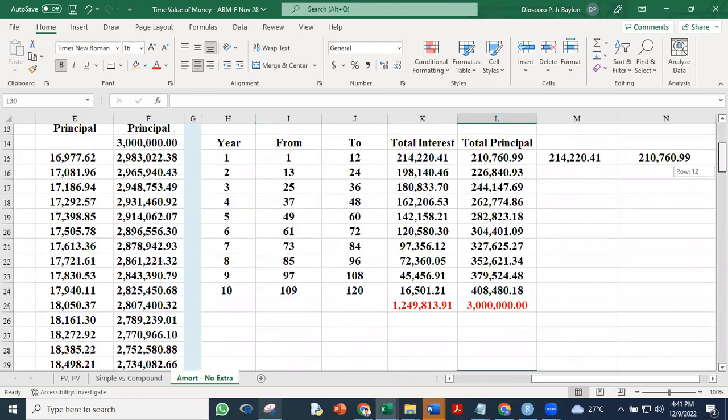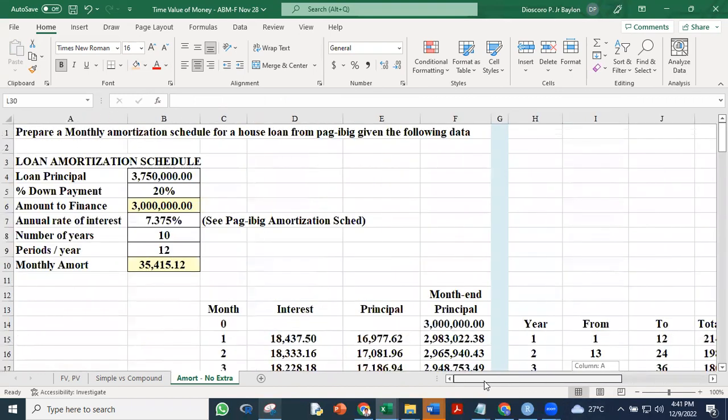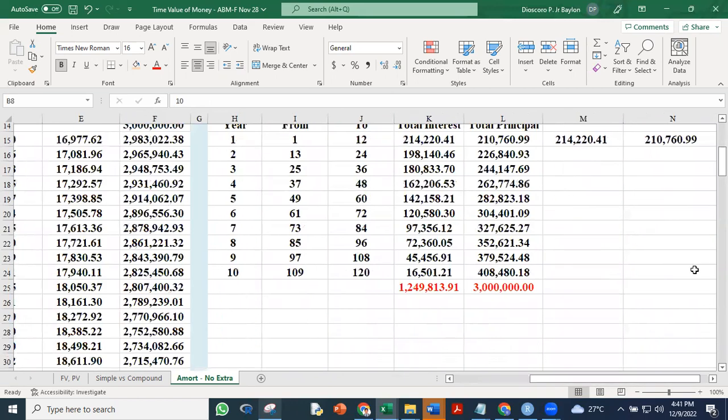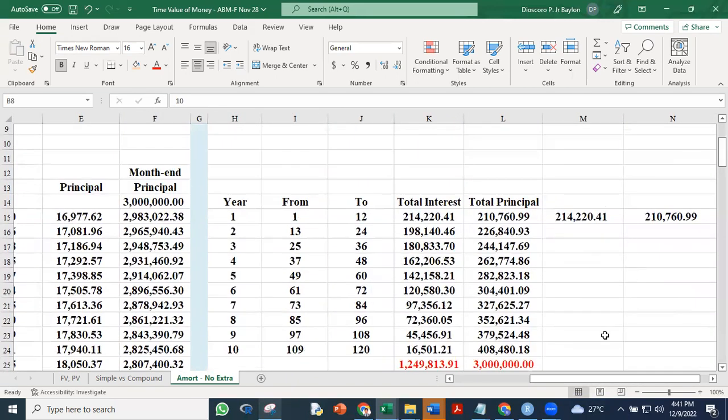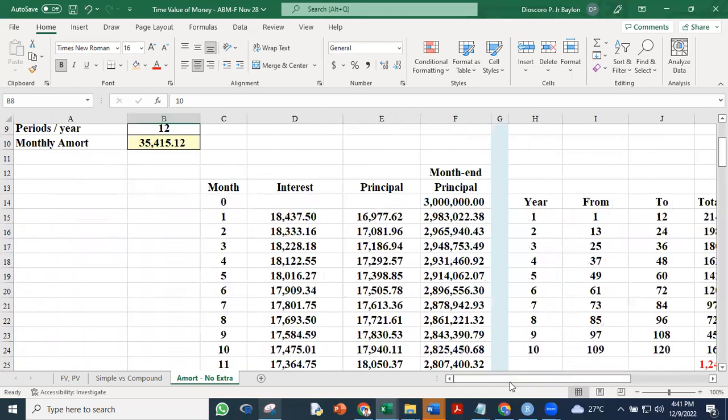Okay, so this is what we need to know about amortization. We have to know first what's the amount to be financed. This one you can get from the Pag-IBIG schedule. And then it depends on the one conducting the loan, it can be 5, 10, 15 years. The higher the number of years, the more will be the interest. All right, so that's how we construct the amortization table.